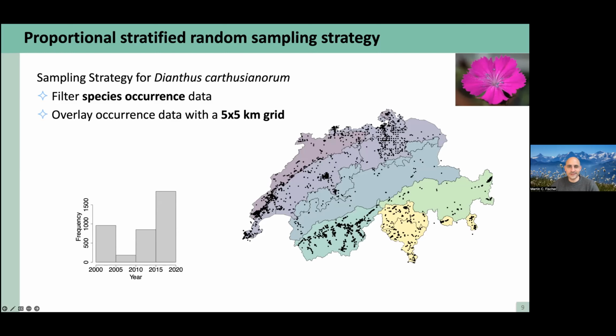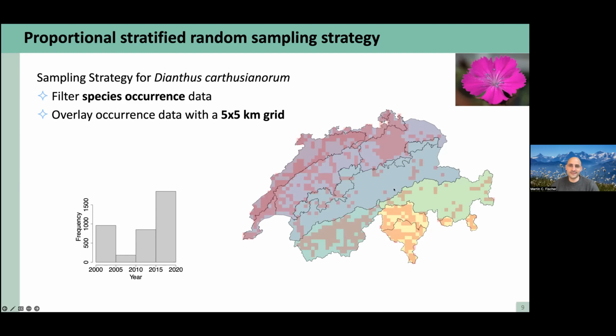As you can see on this grid, there are hotspots where a lot of recordings have been made, but this is a strong bias because that's maybe areas just where some good botanists are. So that's why we overlay the whole of Switzerland with a 5 by 5 kilometer grid to see in which of these 5 by 5 kilometer grids Dianthus has been observed. So this can be areas where you have a lot of observations or other areas where you have only very few observations. So this ends up with a 5 by 5 kilometer grid in pink where the species can occur.